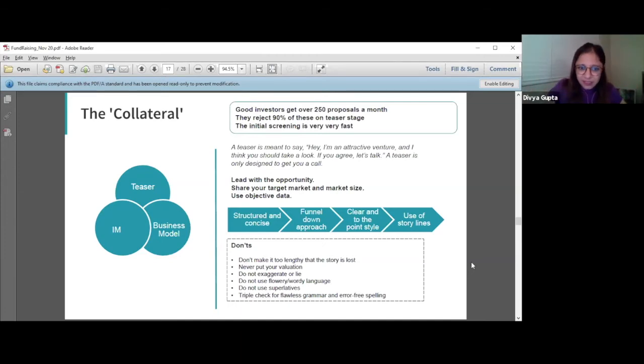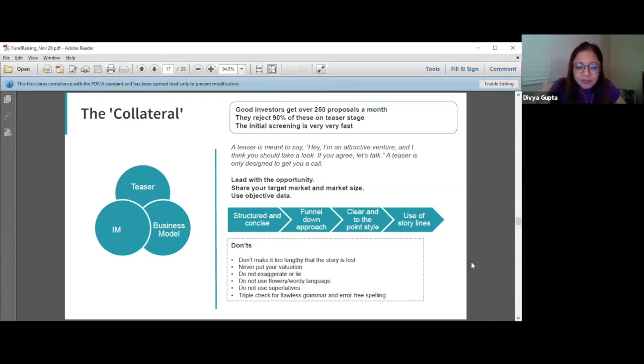When you go about preparing, one is you prepare yourself, and then there are some of the things which we call the collateral. You have to prepare three documents: one is called the teaser, one is the detailed information memorandum, and the other is the business model. Out of all these, the teaser is the most important one. Most investors spend, I think, a minute on a teaser and take the first call, which is the riskiest, because that's when most of the deals are rejected, in that one minute.